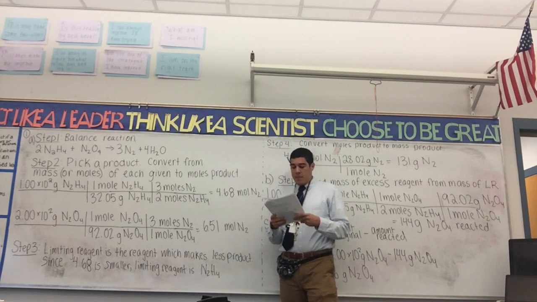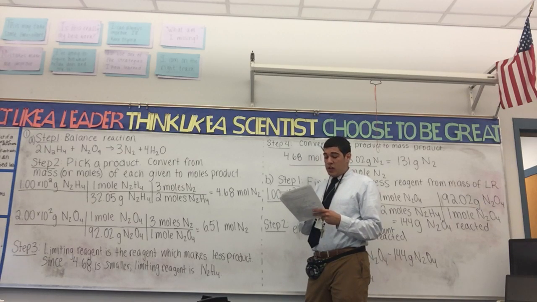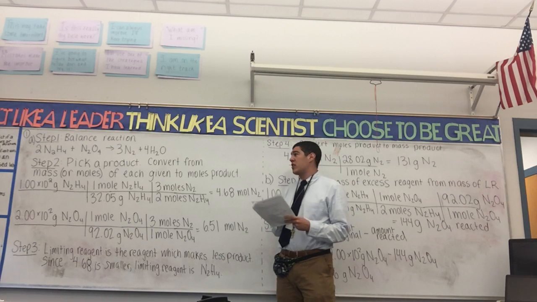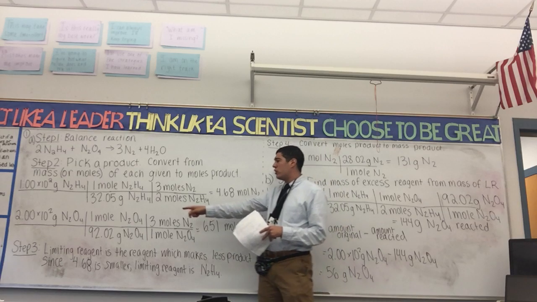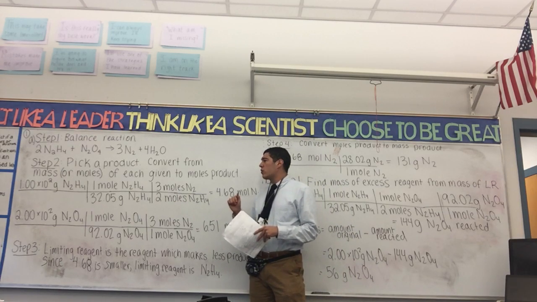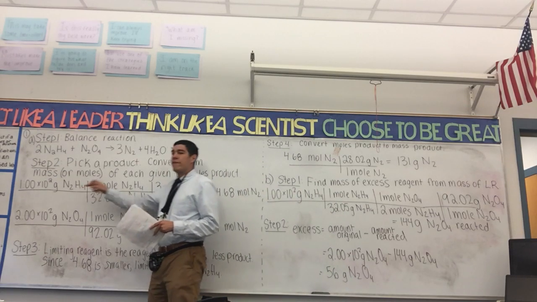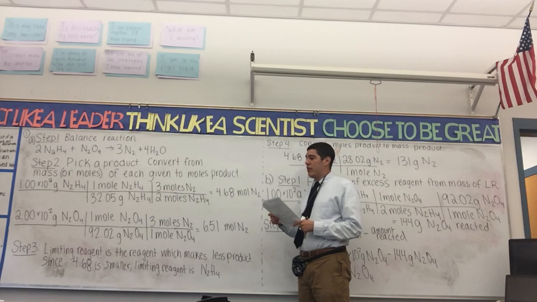Another way that you could think about it, and I wrote this down, is that you could also think of the limiting reagent as the thing which runs out first in the reaction. So if you had N2H4 and N2O4, you're going to run out of N2H4 first. That's our pick a product method.